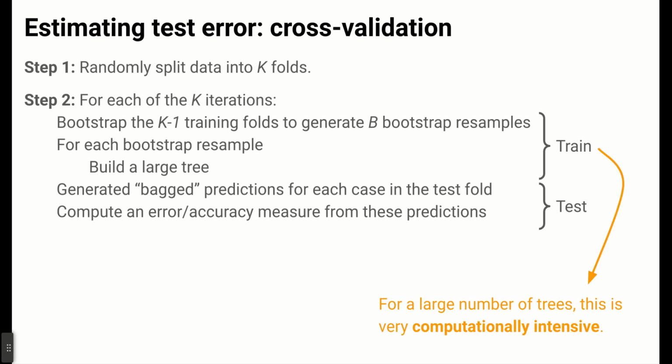But the training phase gives a model that we can use to test on data in the test fold. We generate bagged predictions for all test cases, and as we've shown with some examples, we can compute some sort of accuracy or error measure from these predictions. Finally, we aggregate the k error or accuracy measures resulting from the k iterations of cross-validation. The key takeaway here is that estimating test error using cross-validation takes a lot of time. Let's explore an alternative to test error estimation.